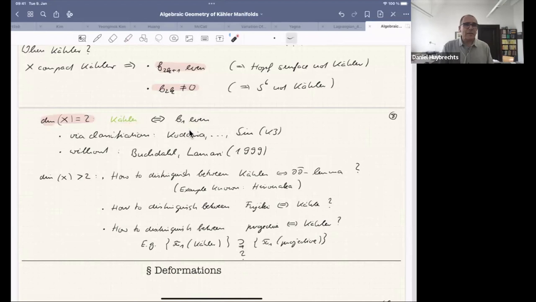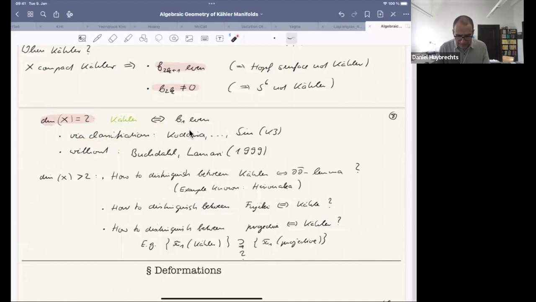There was a classical theorem, obtained by using the whole classification theory by Kodaira and Enriques of all the surfaces, and just going through the classification, you can find this result. The most interesting case is maybe the case of K3 surfaces. It's the famous theorem of Siu, that every K3 surface is actually Kähler. So that's an old story. Only at the end of the 90s, there was a more conceptual proof by Buchdahl and Lamari, using more complex analysis and without using the classification, they could prove the same result: a compact complex surface is Kähler if and only if b1 is even.